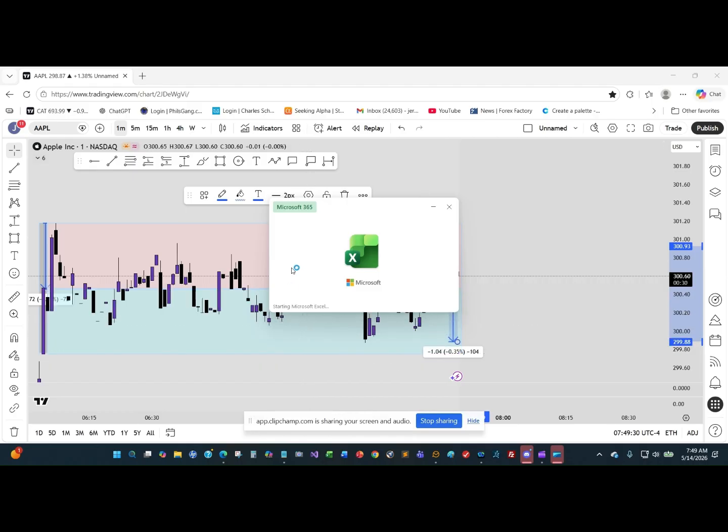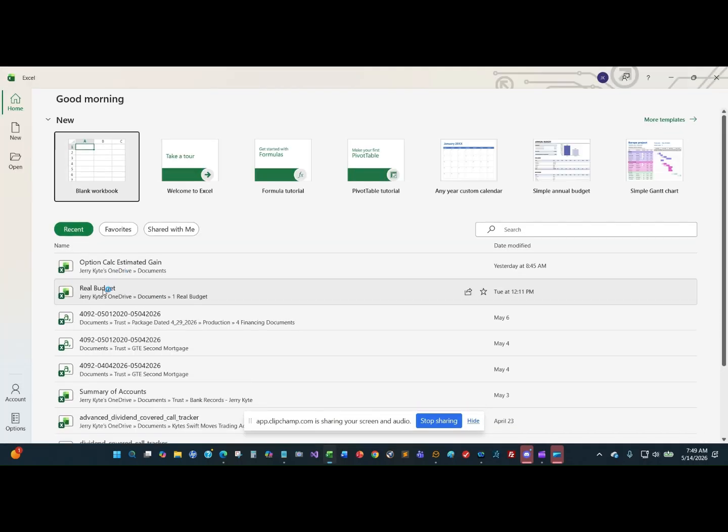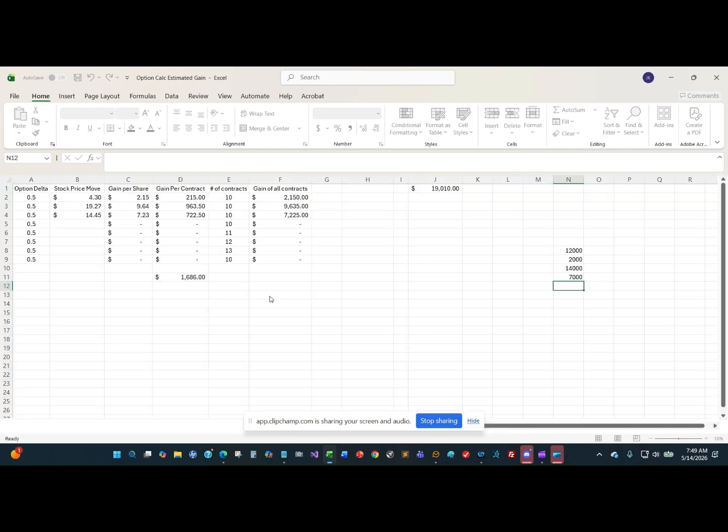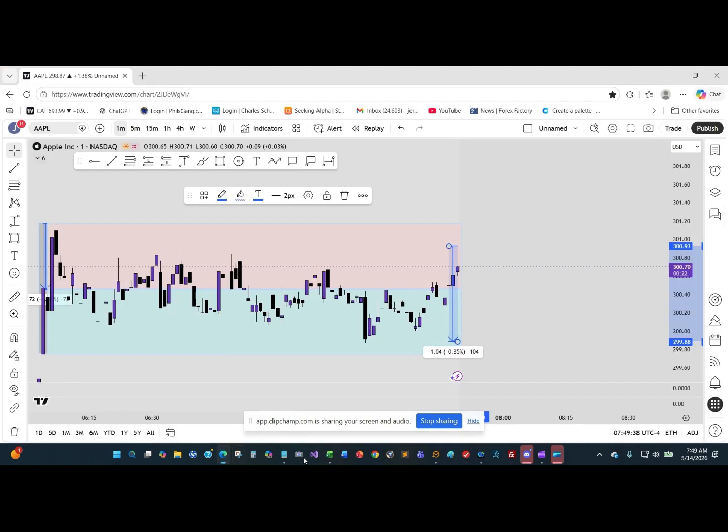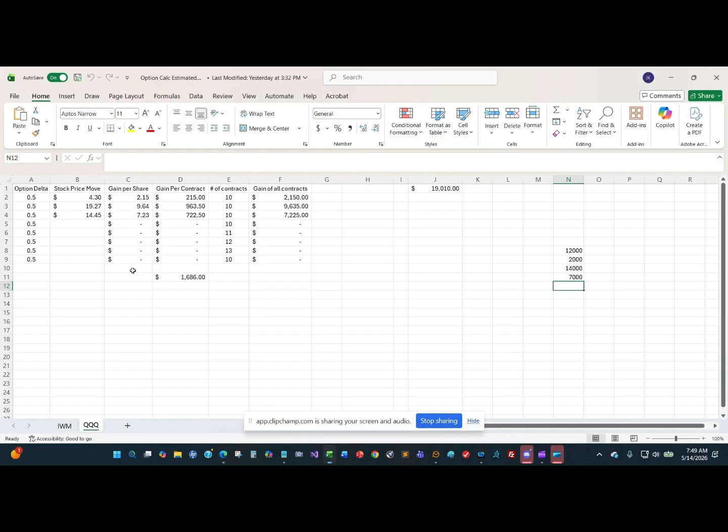Now I use this spreadsheet I have to estimate that, and let me go back to that. What was that? $1.04. Okay, so if I plug in $1.04 on one contract, that's $52. If you had 10 contracts, that'd be $520.